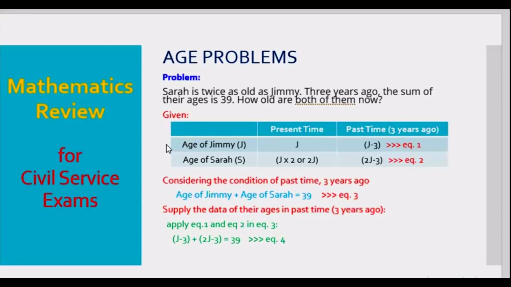So we will assume the age of Jimmy is J and the age of Sarah is S. So in this given problem, we have two different times. We have the present time and the 3 years ago, which is the past time. Okay. So at present time, the age of Jimmy is assumed as J. And the age of Sarah, which is given in the problem, twice as old as Jimmy, is equal to J times 2 or 2J. So this is the form.